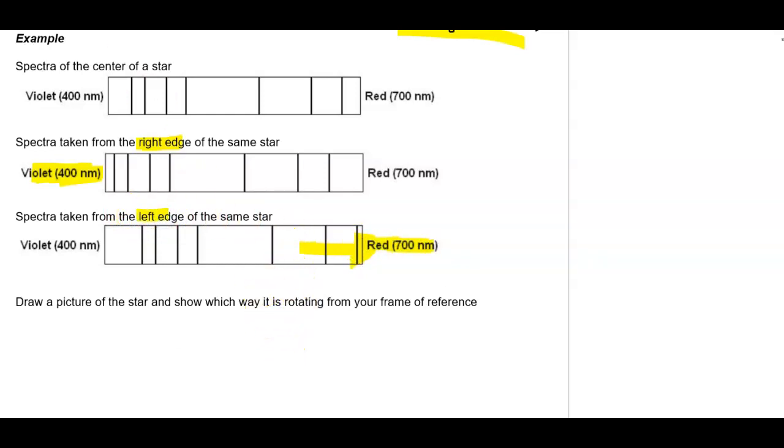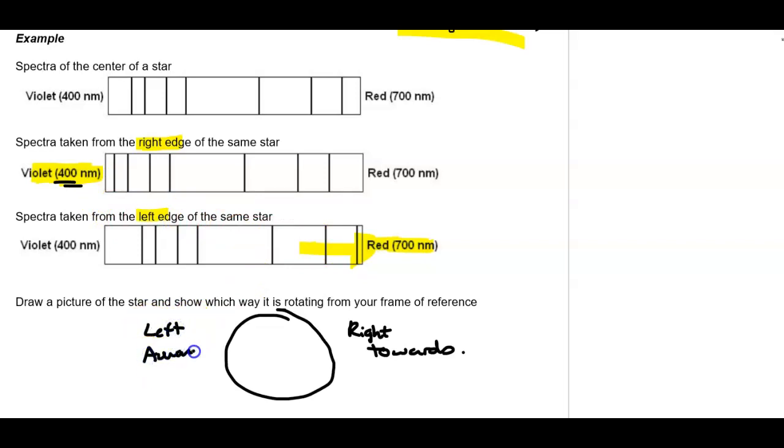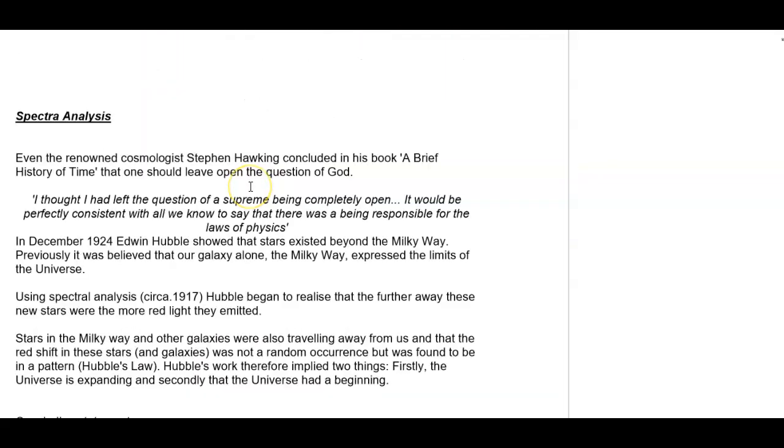And so on the left side, this is moving away from us. So drawing this star, let me just get a pen here. So we draw the star. On the right edge of that very same star, we know this side is moving towards us. On the left edge of the same star, this is moving away from us. So if this is moving towards us, and this is moving away from us, the star must be going this way around in order to see it rotate. And that's red shifting and blue shifting.